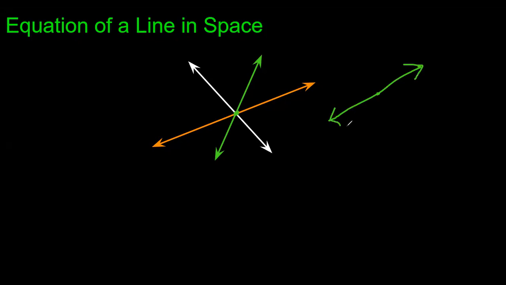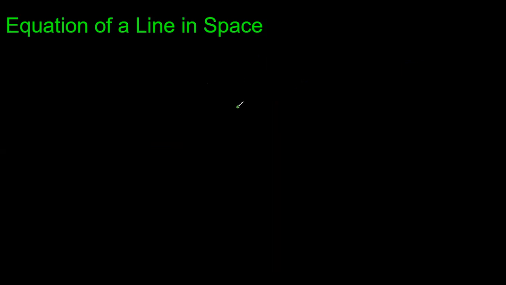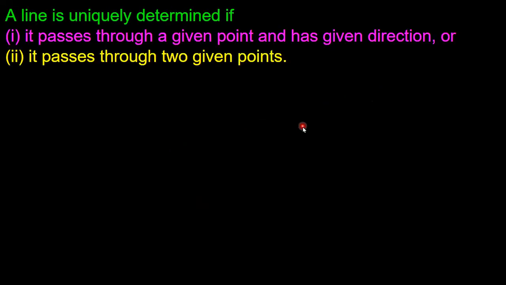This is one way we can identify a line. Also, if a line passes through 2 points, yes, let's draw a line first. This is a line, and you can take any 2 points on the line, this point and that point. Then also it is a unique line. So there are two ways to identify a line in the space that is uniquely determined.